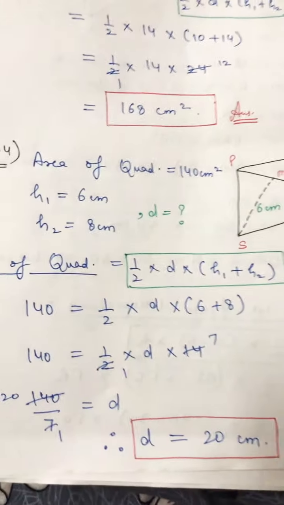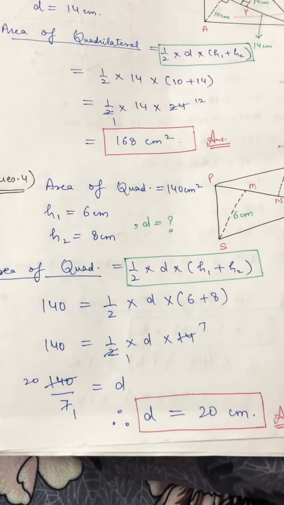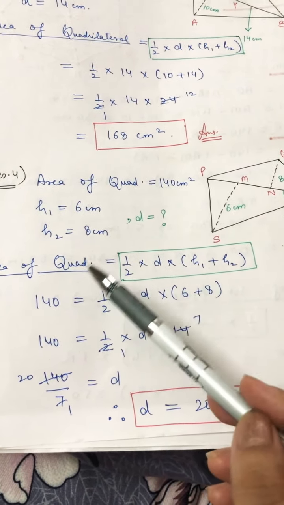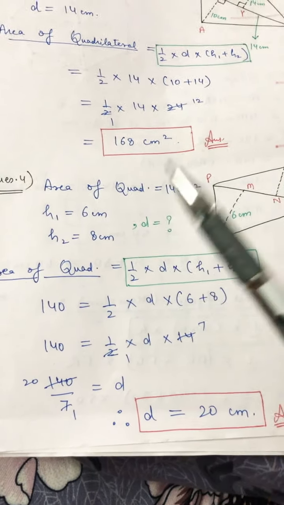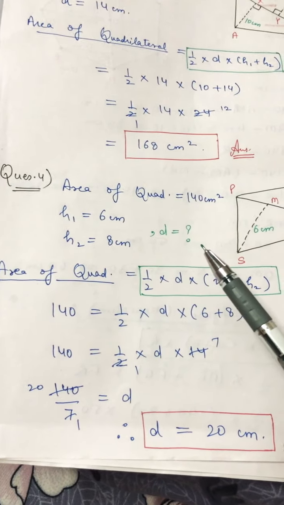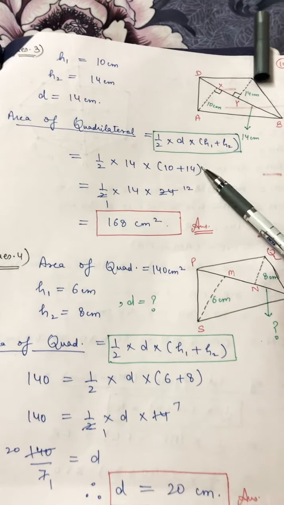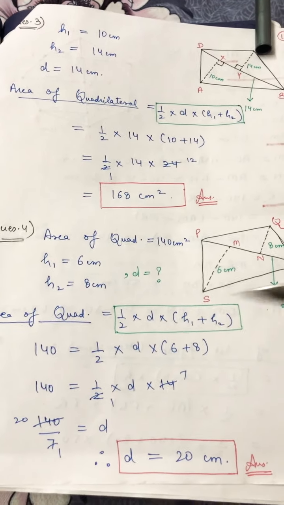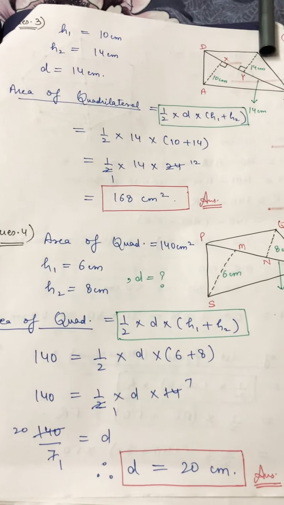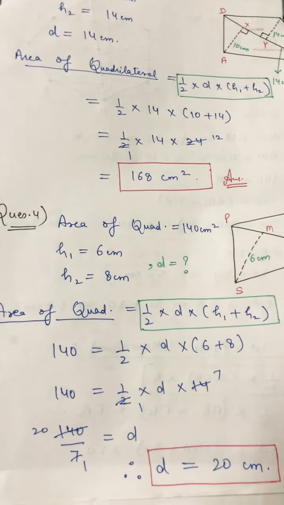That's it. So this is question number 4 in which both heights are given, area is given, and you have to find out the diagonal. You have to apply the same formula which you applied in question number 3. Put the values in the area of quadrilateral and take out the answer. Now there is the last question, number 5.